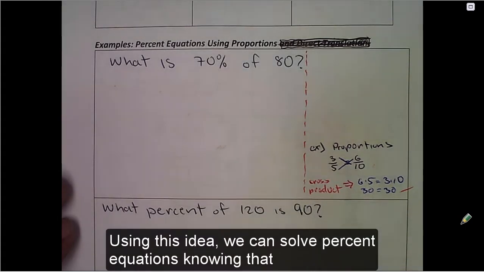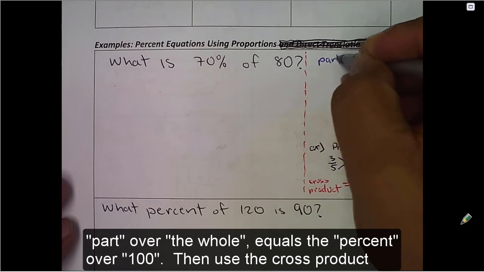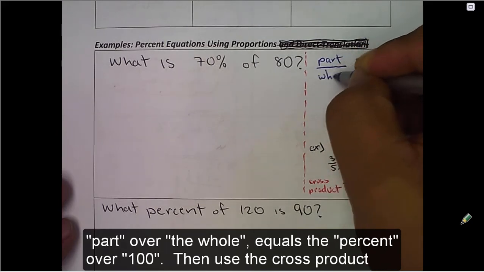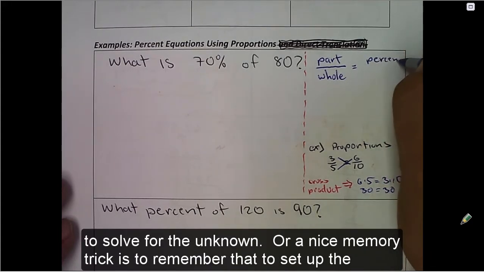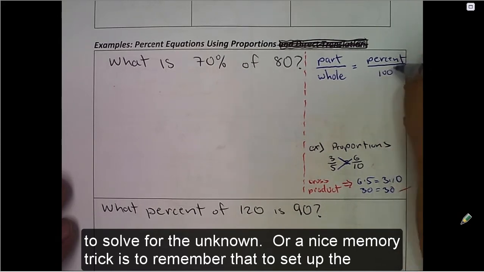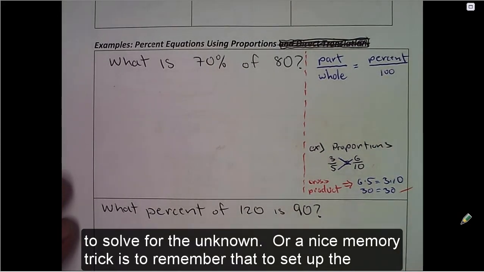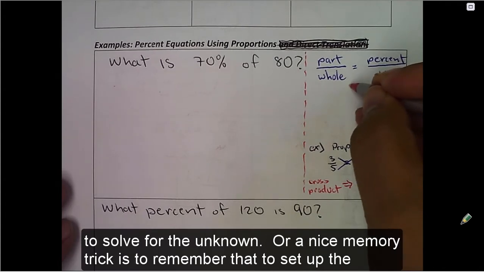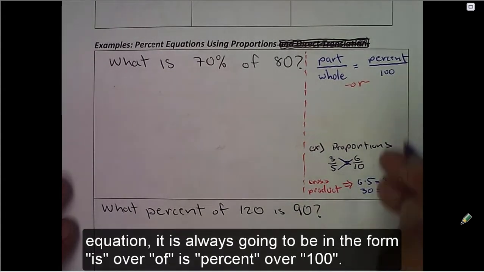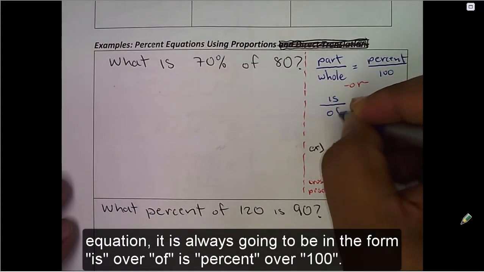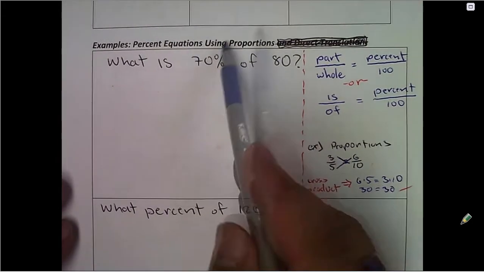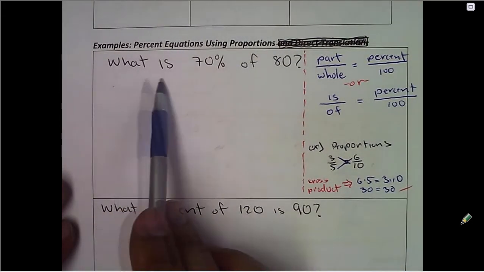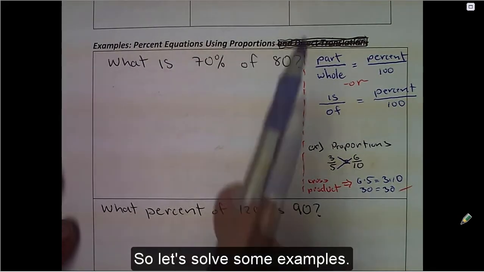Using this idea, we can solve percent equations knowing that part over the whole equals the percent over 100. Then use the cross product to solve for the unknown. Or a nice easy memory trick is to remember to set up the equation. It's always going to be in the form is over of equals the percent over 100. So let's solve some examples.